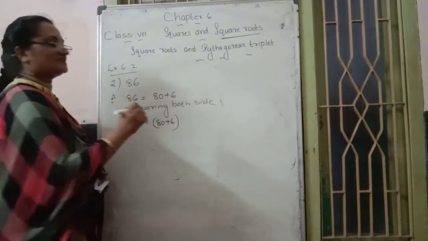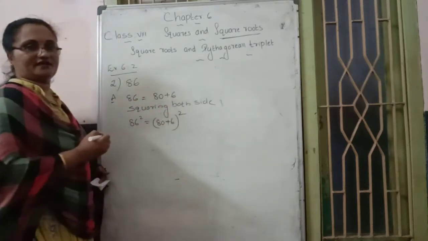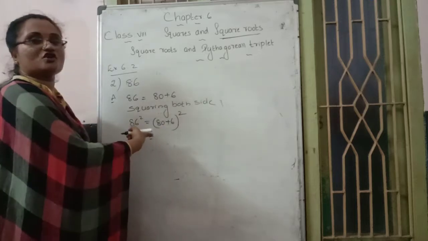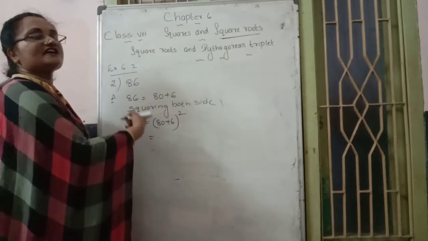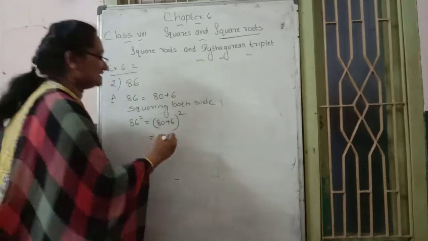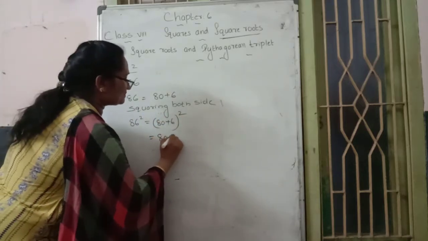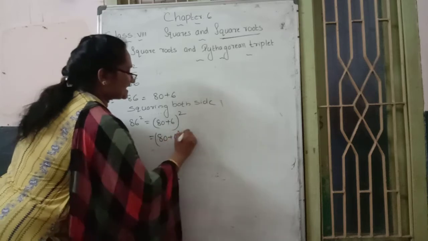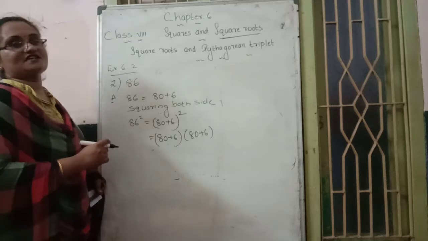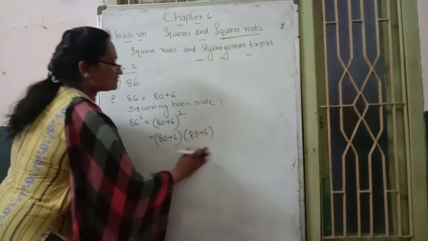That's why keep it in brackets and put the whole square. What is the meaning of this bracket and square? 80 plus 6, 2 times, write that bracket and multiply. So 80 plus 6 is the first bracket, again 80 plus 6 is the second, 2 times, write and multiply. How to multiply this one?